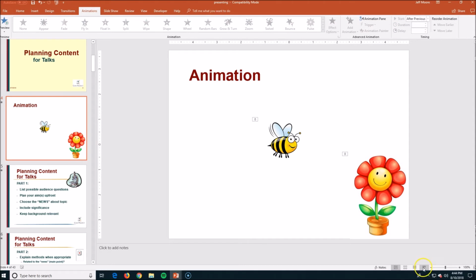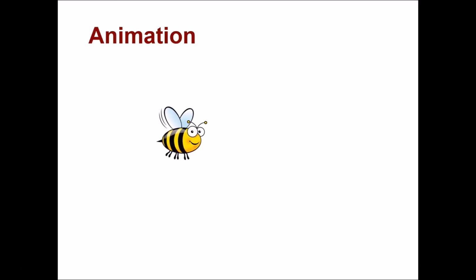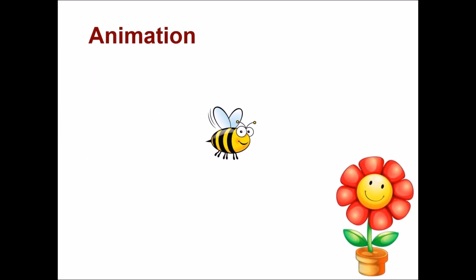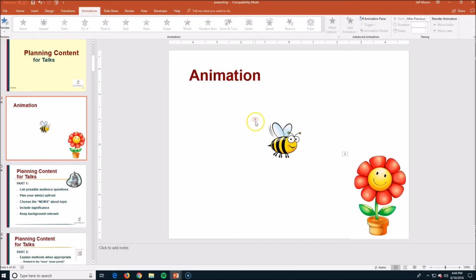So let's go in and look and see what we've done. Bee flies in, flower floats up. So that's what we wanted to see. You can see the timings here. You've got these numbers that tell you the sequence of things and how they're going to be working.